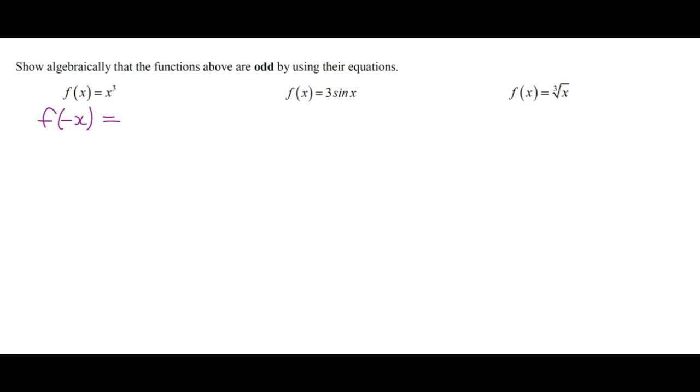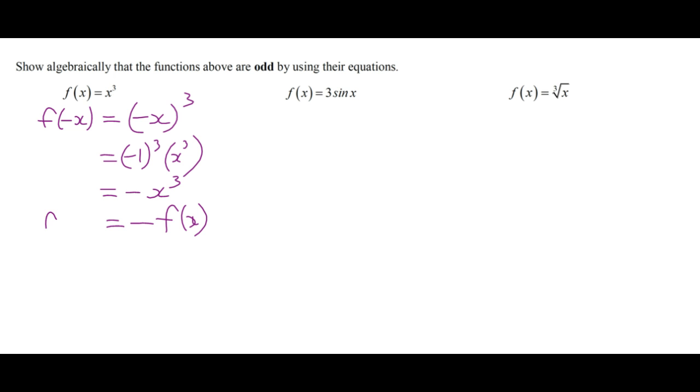Okay, so f of negative x is the negative of x cubed, which could be written as negative 1 cubed x cubed, or negative x cubed. And we could say that's the negative of f of x. So in this case, f of negative x is the negative of f of x, right?